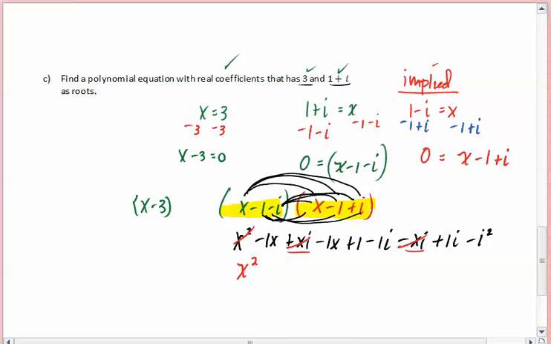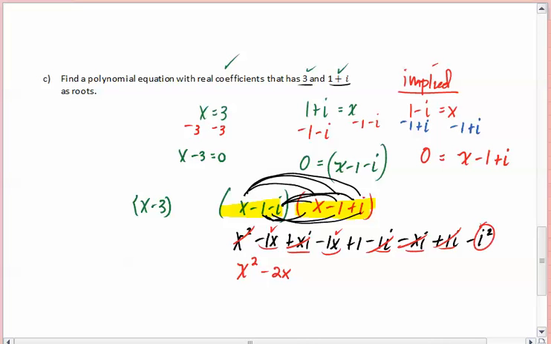I have a minus 1x and a minus 1x, which is going to give me a minus 2x. So I've got those. I have a minus 1i and a plus 1i. Those are going to add to 0.